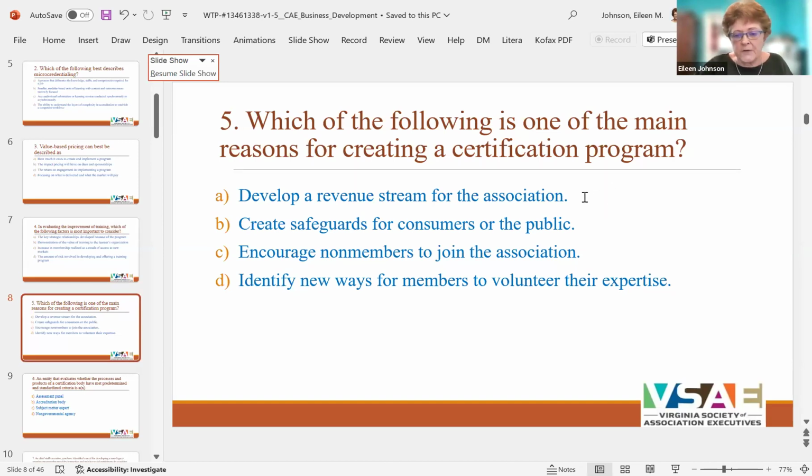I mean, obviously, you're going to charge for it, so you're going to get revenue, right? And it does encourage non-members to join, particularly if you offer some sort of training program or a reduced fee for members. And often, as you noted, people will use the existing members to develop not only the content of training, but the certification exam, right? So all of those are true, but what is the main reason? One of the main reasons, and the imperative, I think, is protecting the general public. So that was a good rationale.